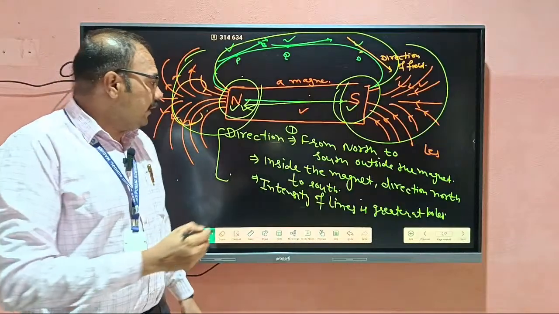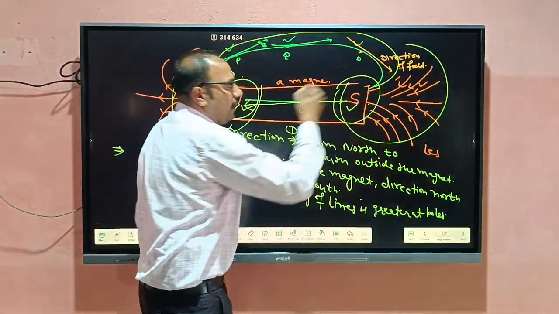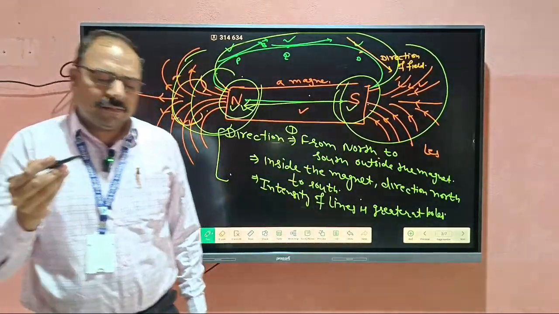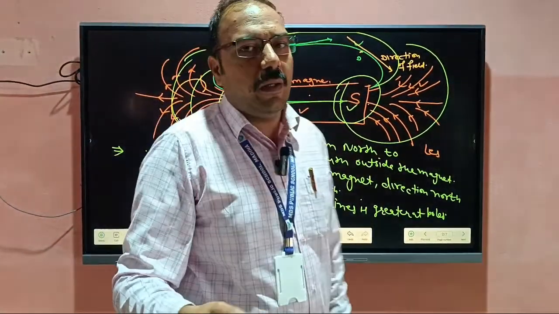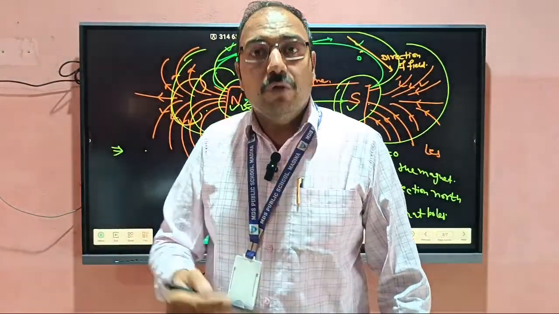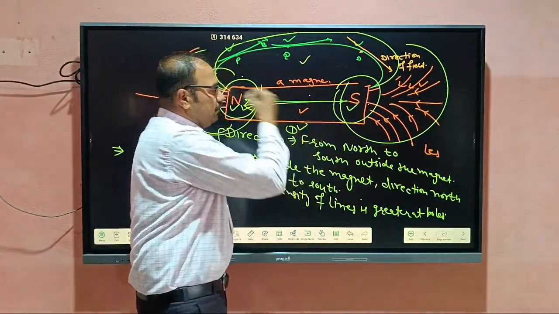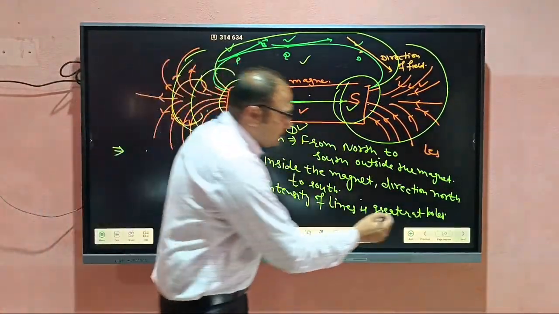Second, these lines are more crowded at the poles. So we can say that the intensity of the magnetic field at the ends of the poles is maximum, and at the center it is minimum.